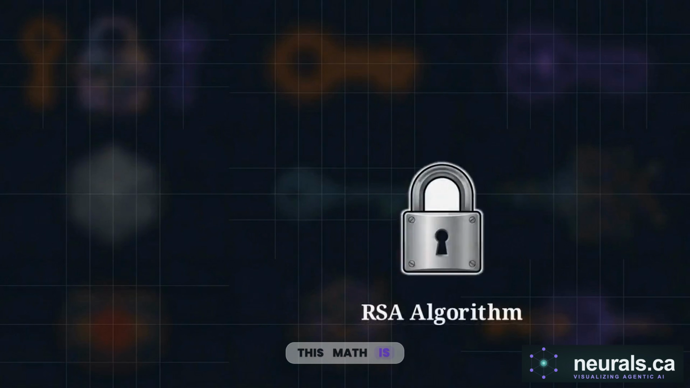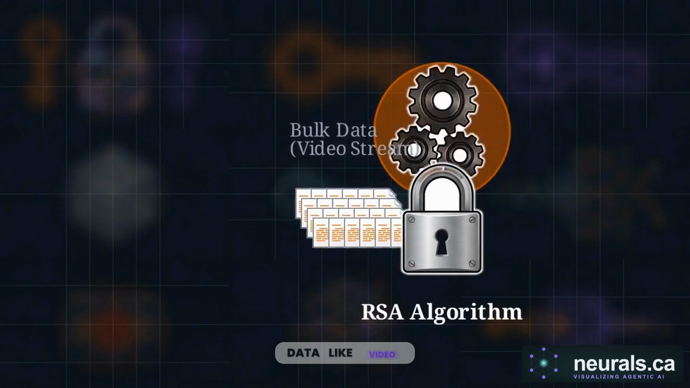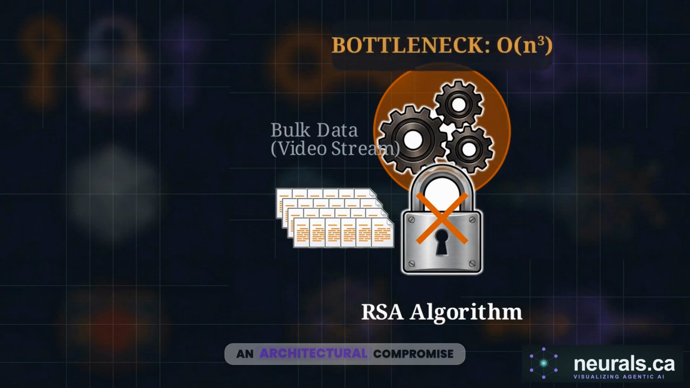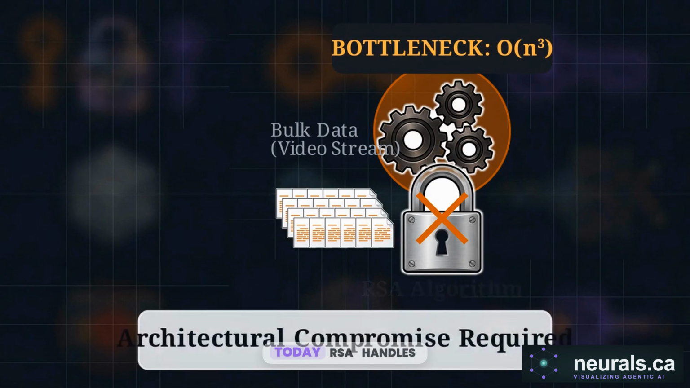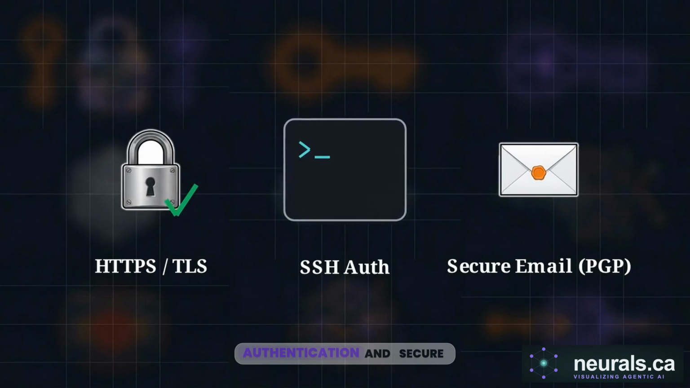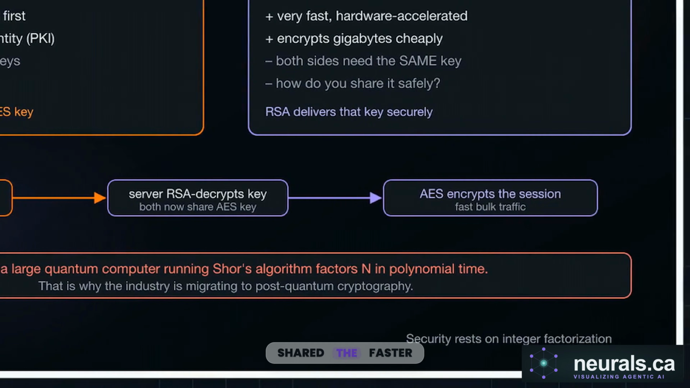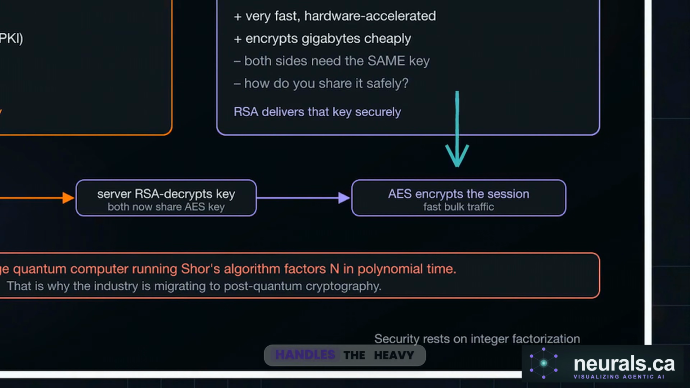Because this math is so demanding, RSA is too slow to encrypt bulk data like video streams, leading to an architectural compromise. Today, RSA handles TLS handshakes for HTTPS, SSH key authentication, and secure email. We use a hybrid approach. RSA is used only at the start of a connection to safely deliver a small AES key. Once that secret is shared, the faster symmetric cipher, AES, handles the heavy lifting for the rest of the session.